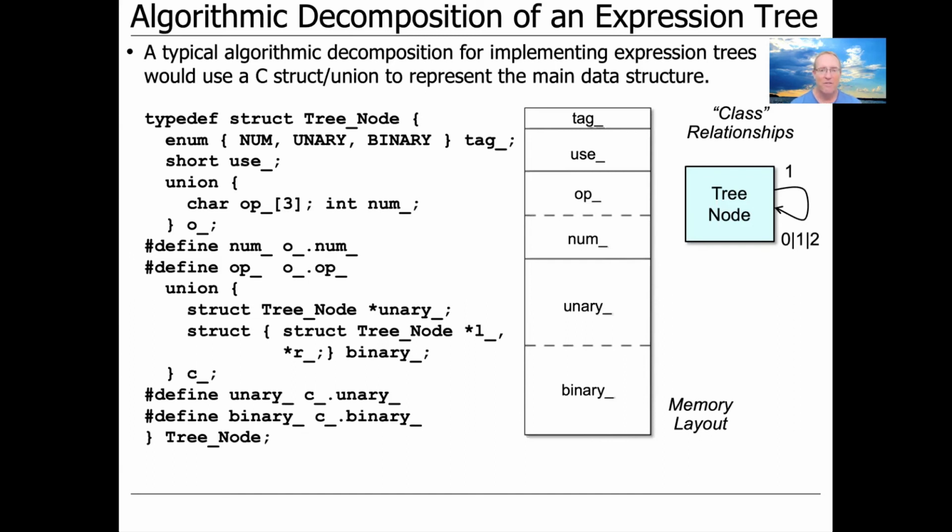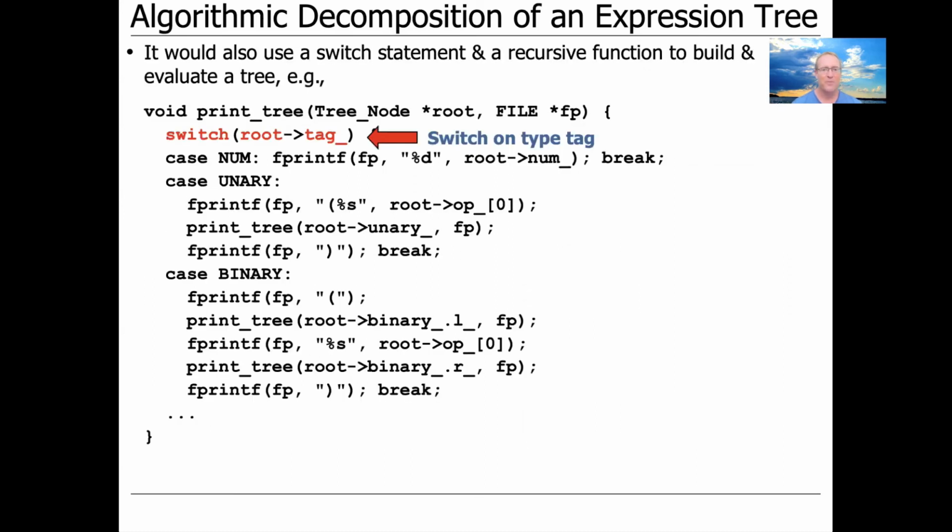You can also see that if you were to look at the representation in memory of a tree node, it would contain a type tag, a reference count called use, then the union that either has the op or the num, and then the union that either has the unary or the binary pointers. One of the consequences, as we'll see later when we evaluate this, is that even for the leaf nodes, which take up over half the tree, you're paying the price for all the various elements that you're going to have. And this is a very common way of designing things in a language like C.